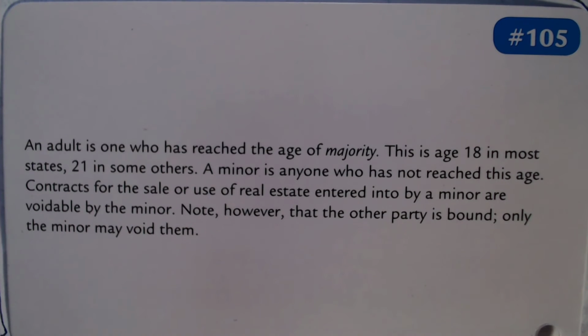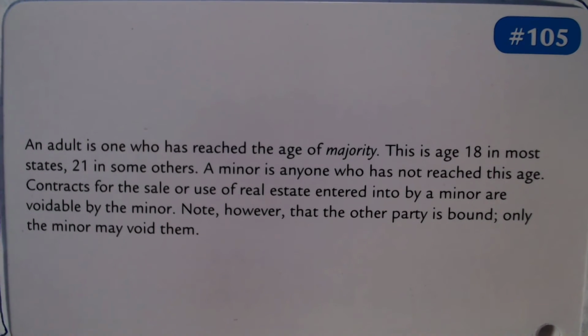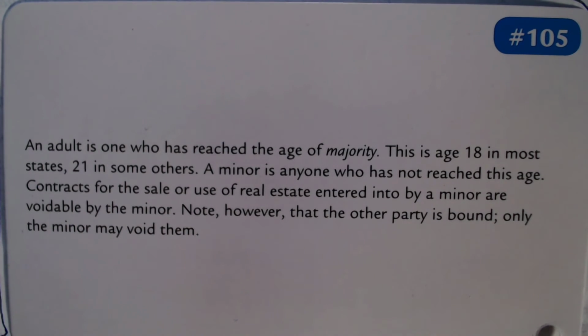Contracts for the sale or use of real estate entered into by a minor are voidable. They are not void, they are voidable. Big difference. Voidable by the minor; however, the other party is bound. Only the minor may void them.